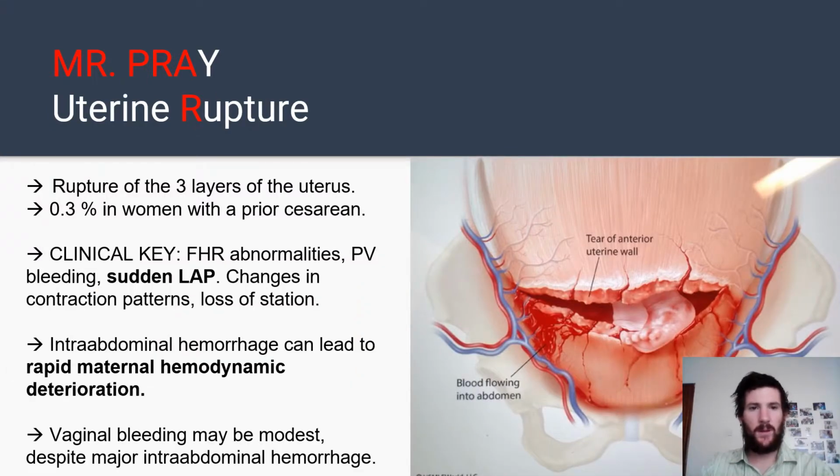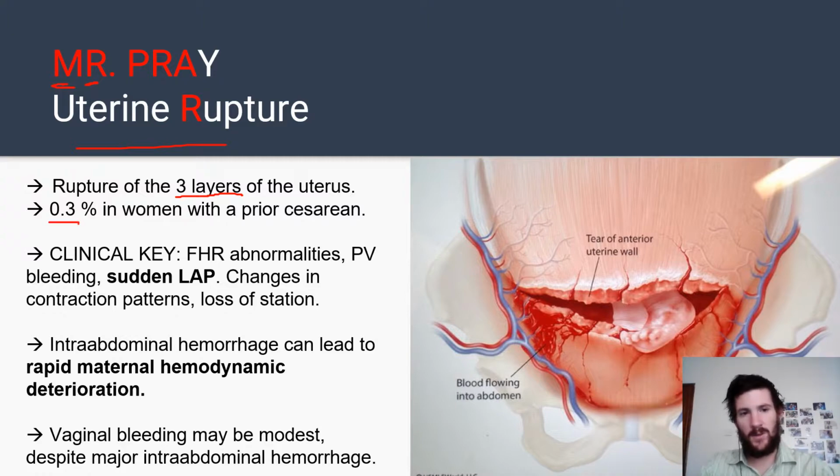So we have seen mucus plug, and we're going to see now the first error, that is from uterine rupture. The uterine rupture is the rupture of the 3 layers of the uterus: the endometrium, the myometrium, and the serosa, that is upper the myometrium. This is not common, but it's very, very important to know it because it's a very severe complication.